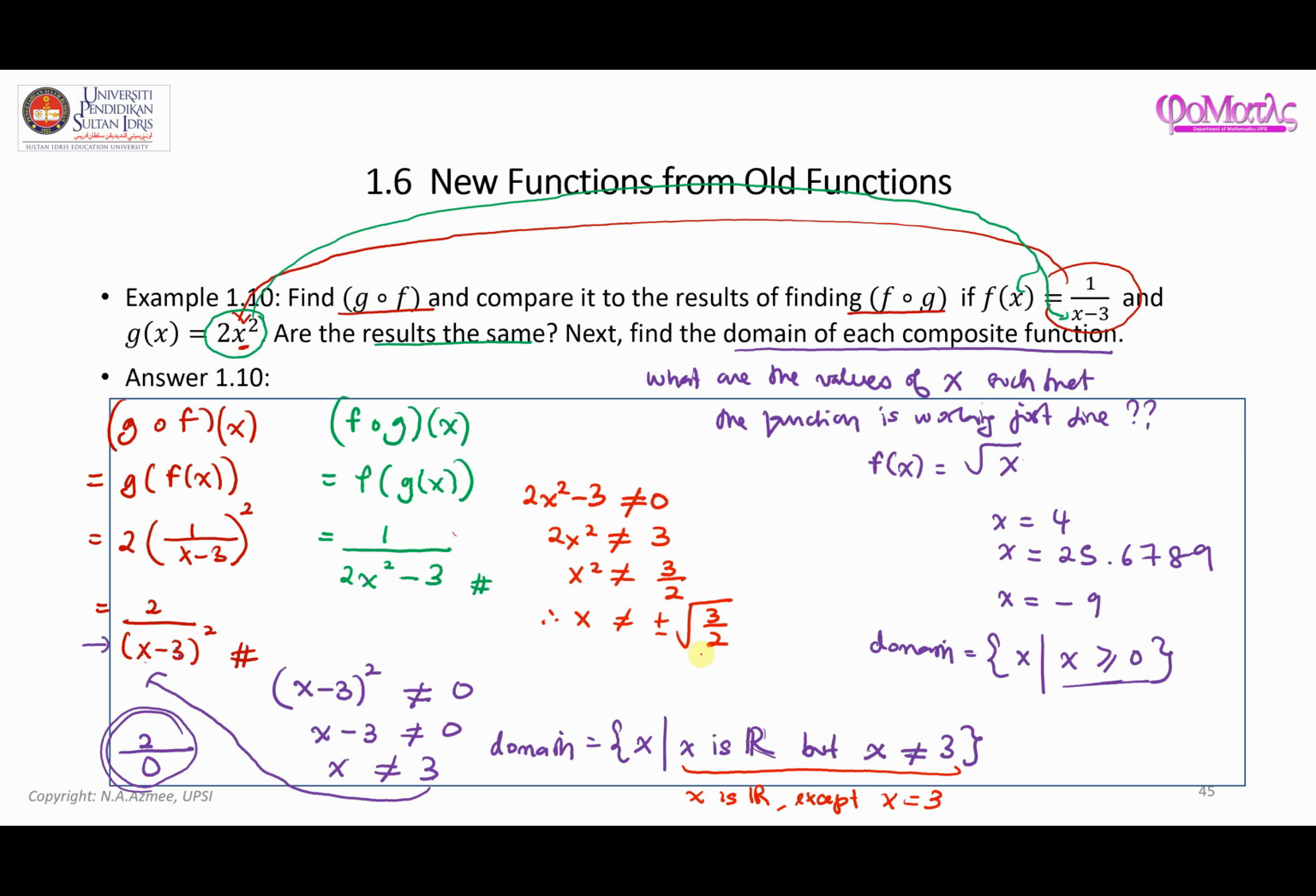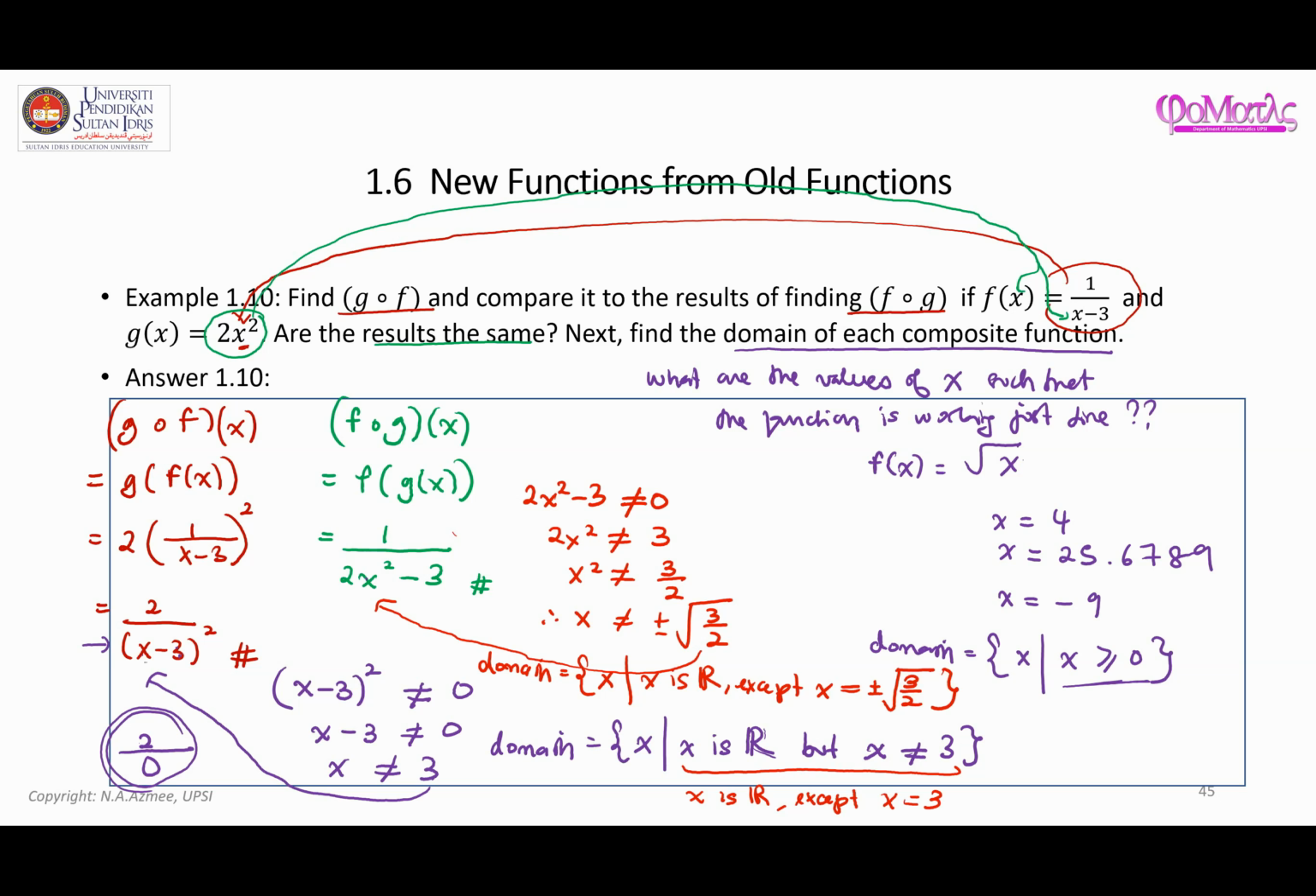You can try and substitute one of the values inside, and you will get that the answer is going to be 0. So x cannot take this value, and therefore you can write that the domain is going to be x, where x can be any real number. So x is a real number except x equal to plus minus the square root of 3 over 2.